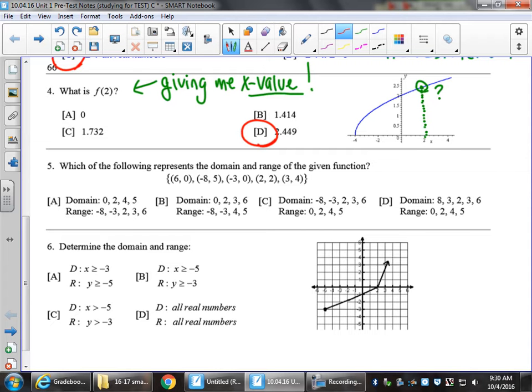Number 5. Which represents the domain and range of the function? C. Well, let's talk. What's my domain? For people who say C, what did you get for domain? So hold on. As you list these, I'm just going to cross off the value. -8, -3, 2, 3, and 6. Typically, we like to list that least to greatest. So knowing my domain, which answers do I cross off? C, A, and D. So just by process of elimination, we did not even have to look at the range. We know it's B.